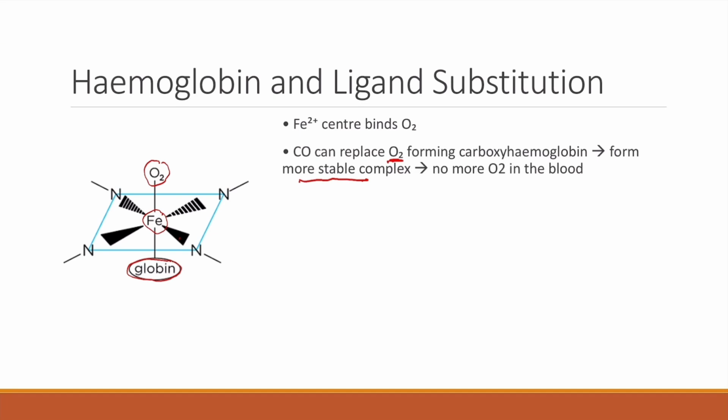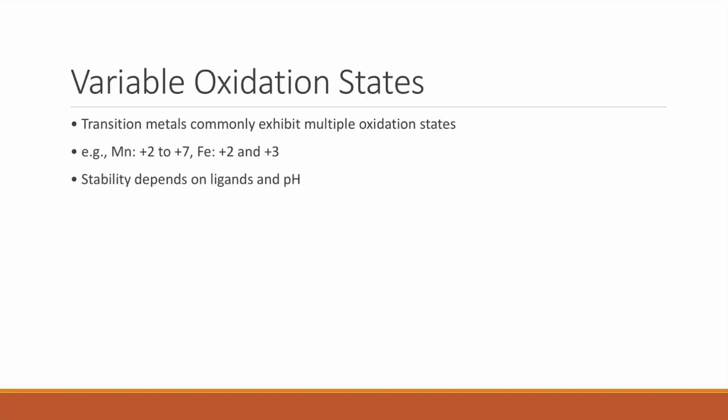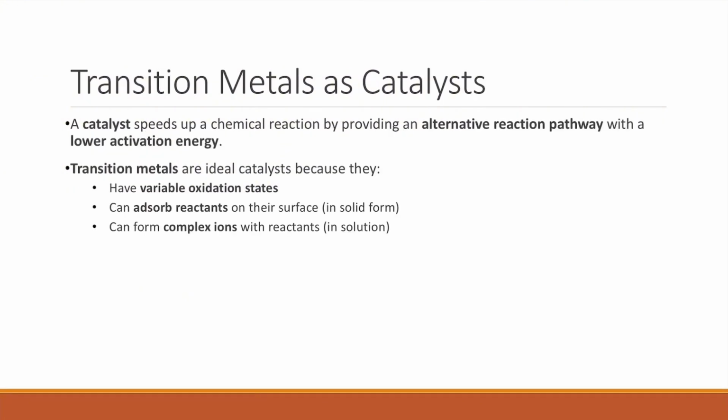Variable oxidation states for the transition metal ions. We know that transition metal ions exhibit multiple oxidation states. For example, manganese can have from +2 up to +7. Iron can have two of these, which are +2 and +3. The stability of these different ions, or the complex ions with these ions, will depend on the ligand and the pH.